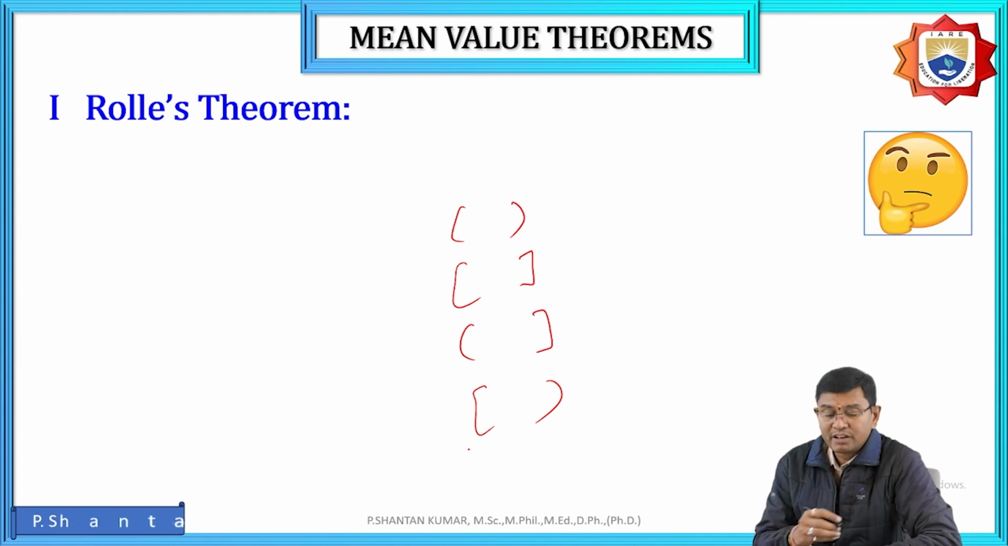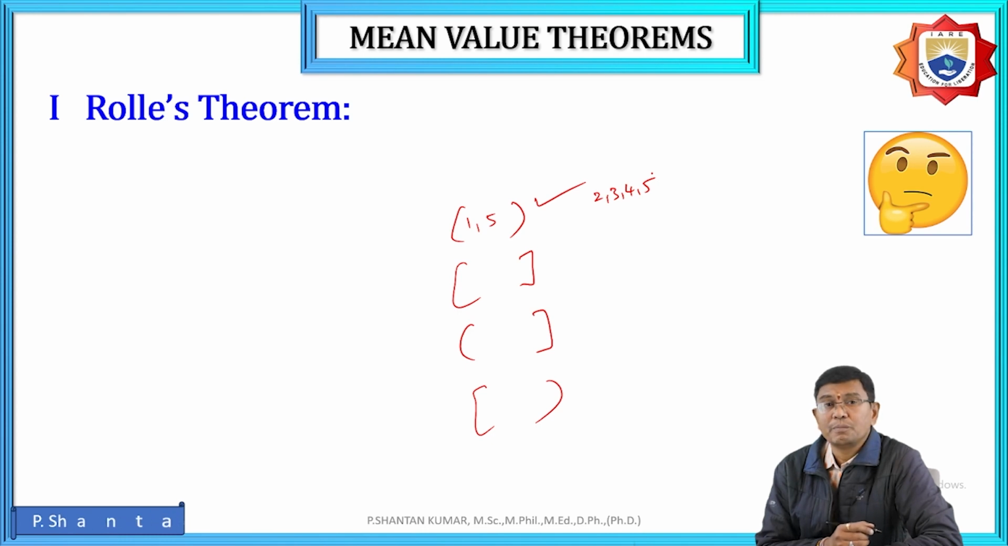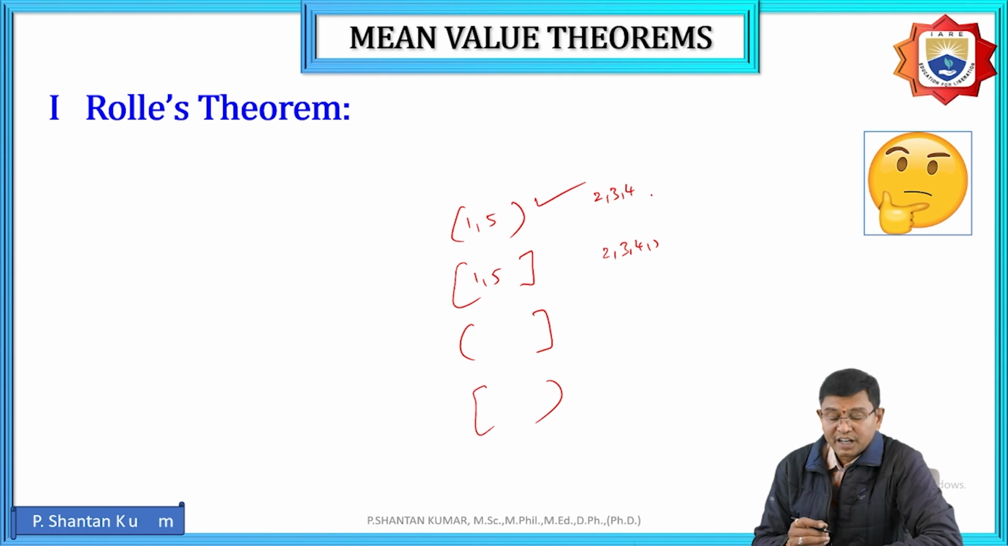Where we are observing this, it is called an open interval. The open interval is, for example, 1 comma 5. Open means not including 1 and 5. That means the points inside are 2, 3, 4. That is an open interval. And similarly, the closed interval: it is not only 2, 3, 4 but also including 1 and 5.